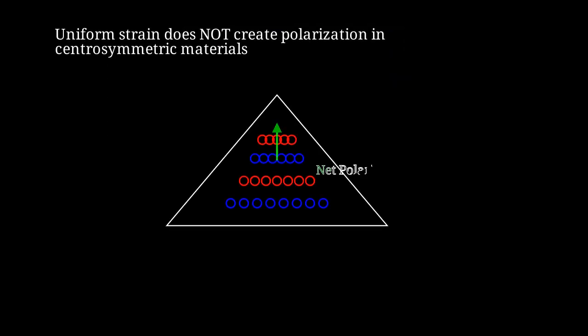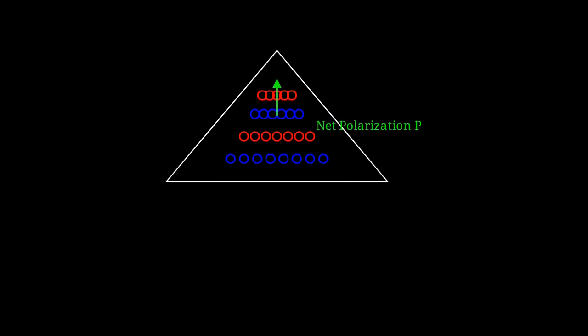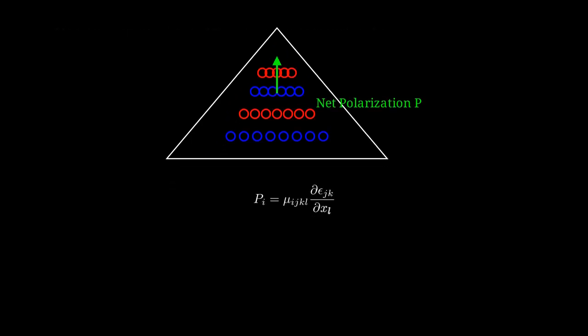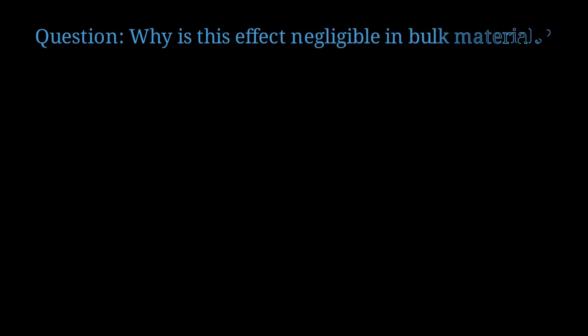But now consider a strain gradient, such as bending. The top of this bent structure is compressed more than the bottom. This non-uniform deformation breaks the local charge symmetry, creating a net separation between positive and negative charge centers. The flexoelectric polarization, P sub i, is proportional to the strain gradient. Mu ijkl is the fourth-rank flexoelectric tensor, and the derivative of epsilon jk with respect to x_l is the strain gradient.